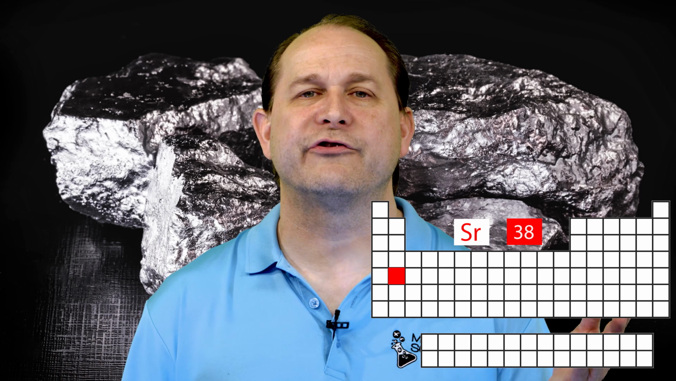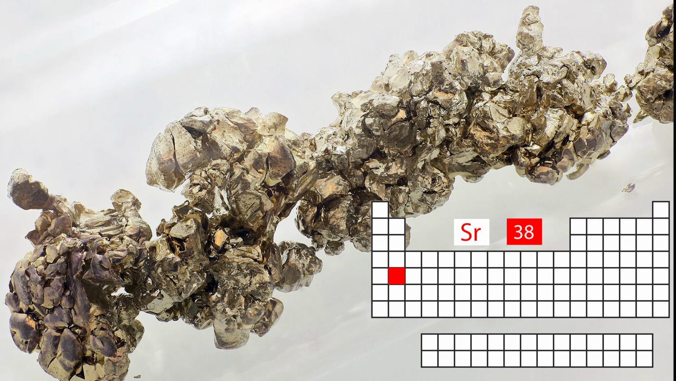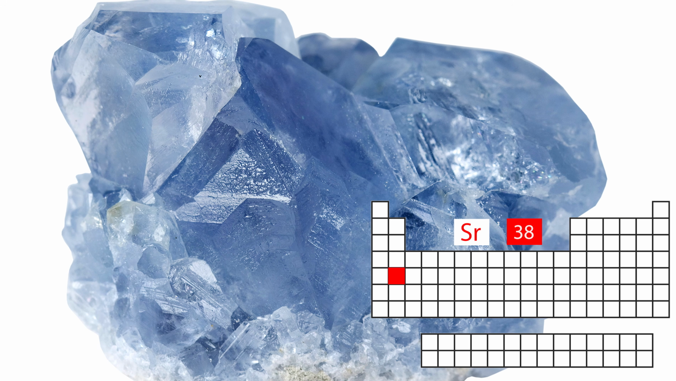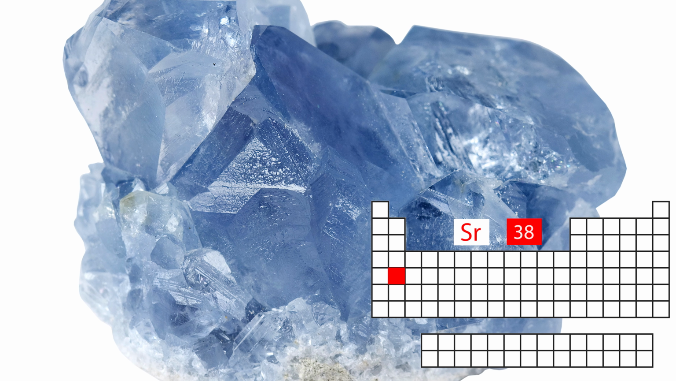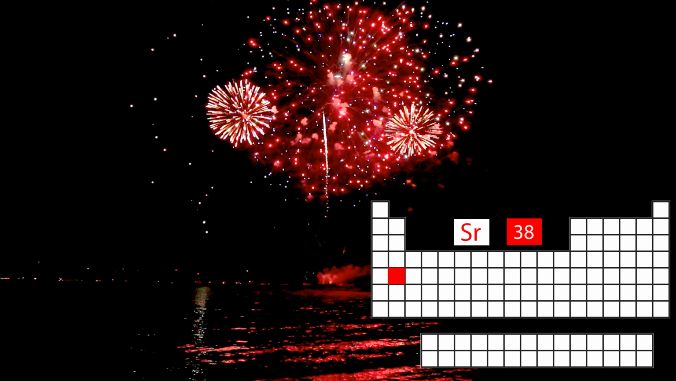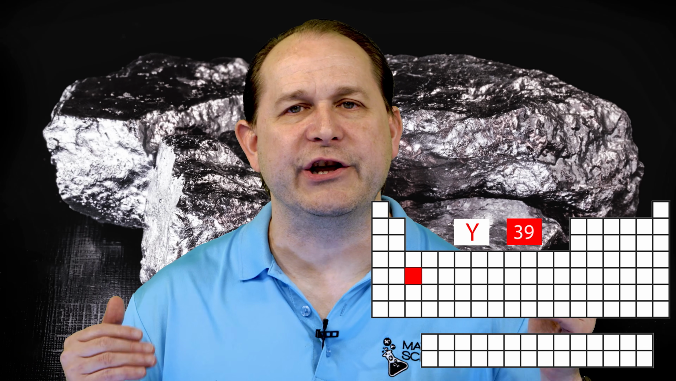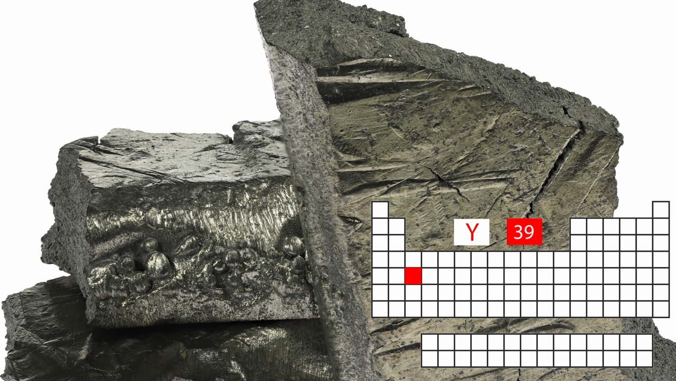Element 38 is called strontium. It creates the bright red colors in fireworks. Now here's what I would call a sobering fact. Strontium-90 is an isotope from nuclear testing, and it can replace calcium in bones, and that leads to serious health concerns. Element 39, the underrated yttrium, single letter Y for its chemical symbol.